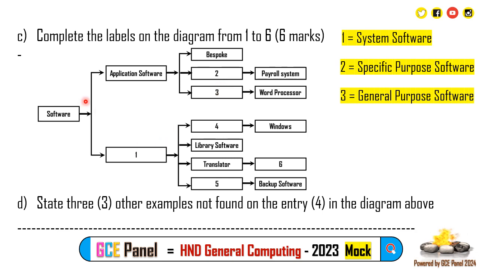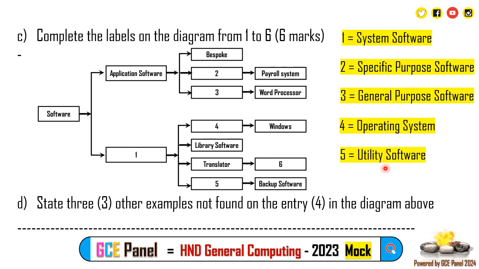Now for number 4, we know that number 1 here is system software. System software is further classified into the following. Which one has an example that is Windows? This is supposed to be an operating system, so number 4 is an operating system because the example is Windows. Then for translators, they want us to give examples. This is number 6 rather. For number 6, we will have interpreters and so on.